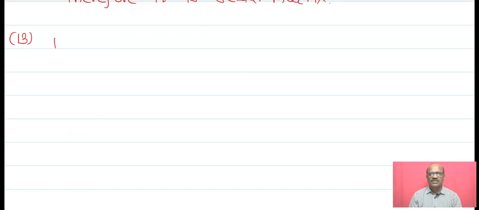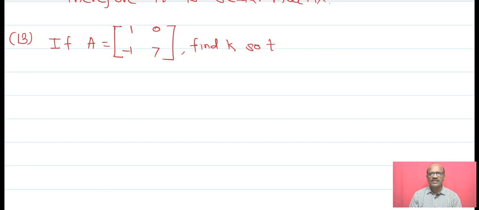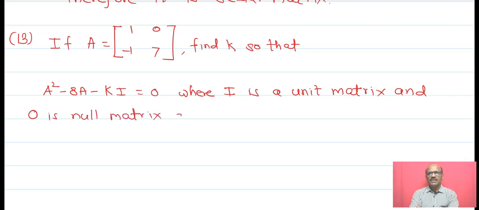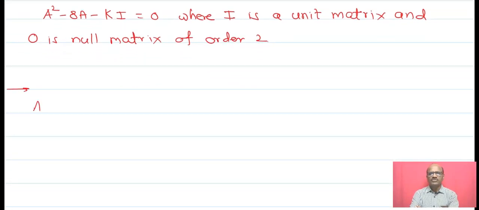Now, next is question number 13. If A is 1, 0, minus 1, 7, find K so that A square minus 8A minus KI equals 0, where I is a unit matrix and 0 is a null matrix of the order 2. Now what is here? Now we'll first find out A square.